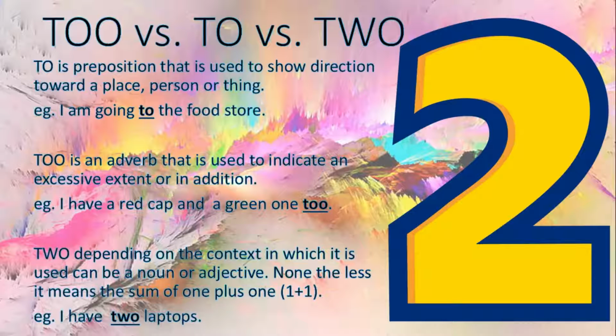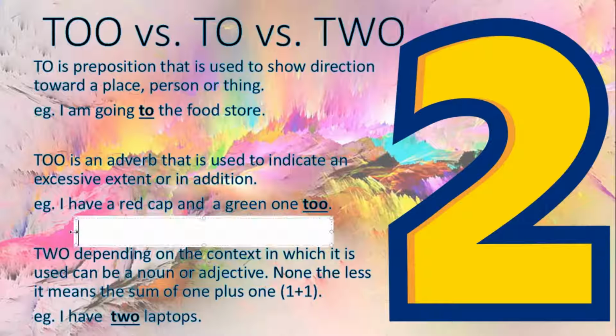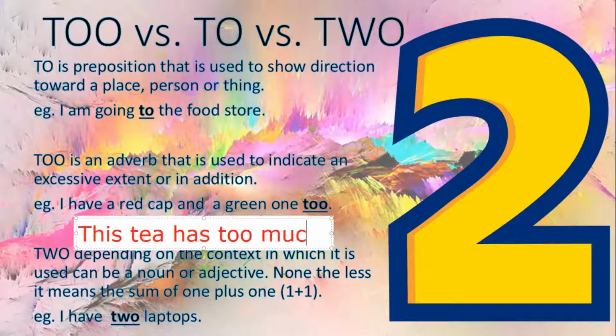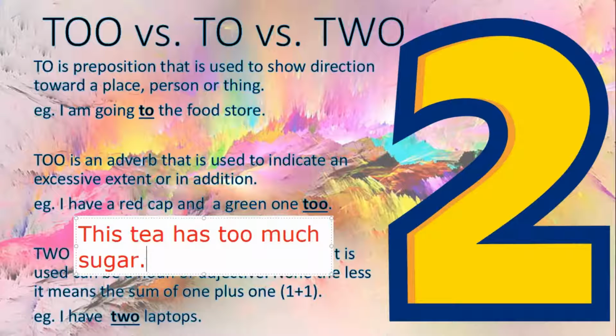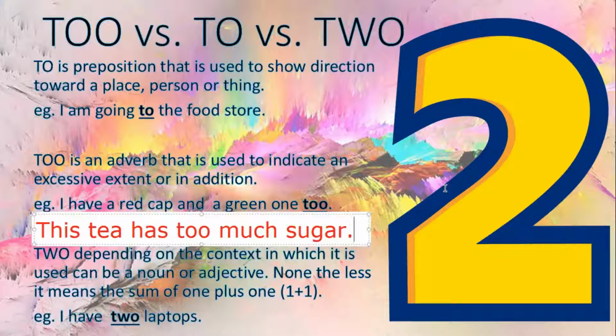So in this particular sentence, TOO means addition, but we can also have a sentence where TOO would mean excessive extent. For example, this tea has too much sugar. All right, so you see where, in this sentence, TOO would mean excessive extent.